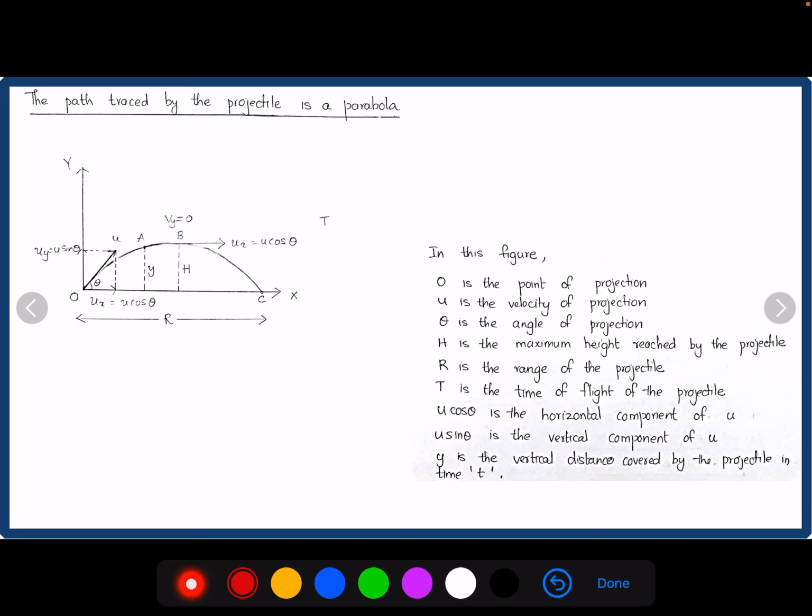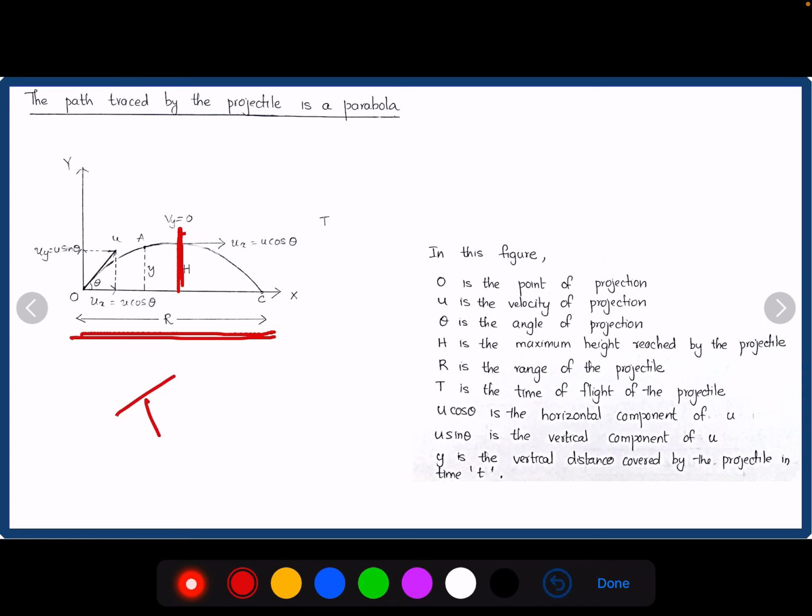Later we will see 3 more derivations, that is for the height of the projectile, for the range of the projectile, and the time of flight. Height means this is the maximum height. Range means the longest distance which it can travel in the horizontal direction.